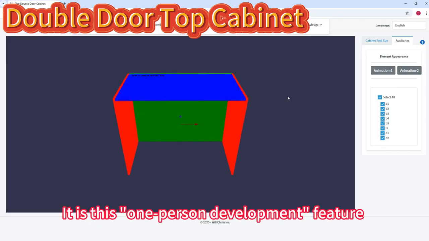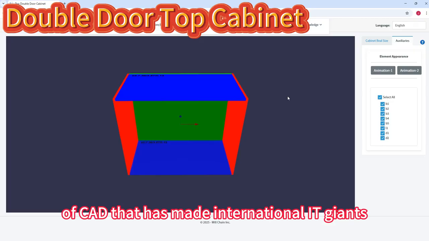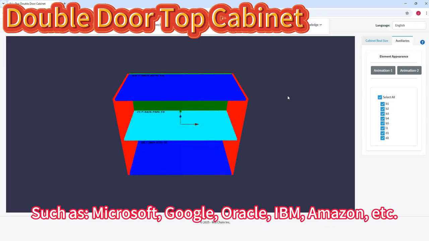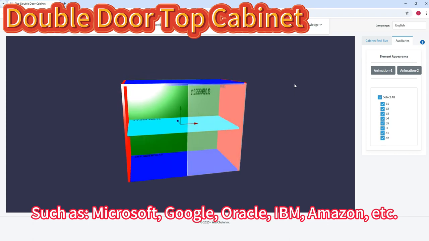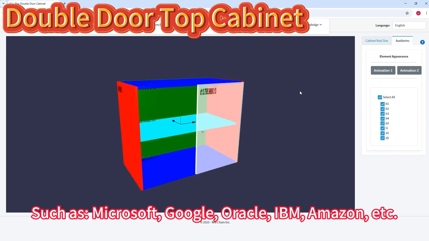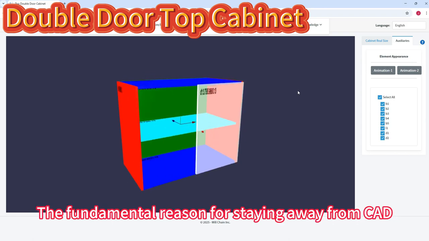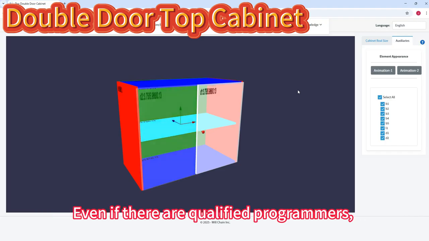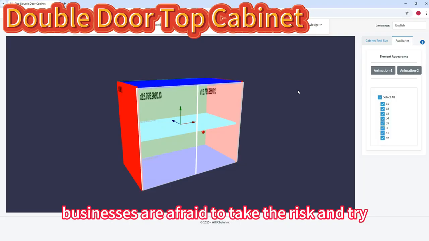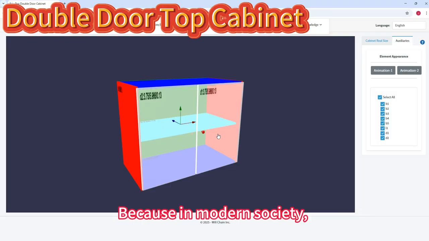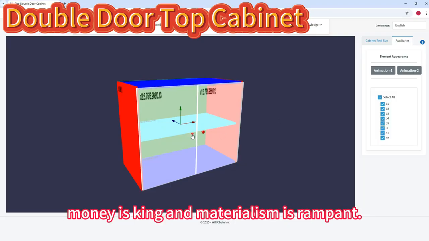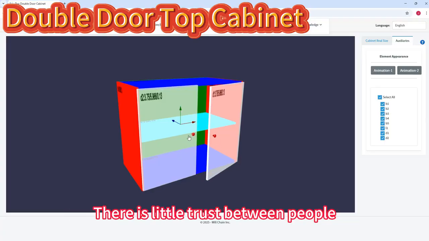It is this one-person development feature of CAD that has made international IT giants, such as Microsoft, Google, Oracle, IBM, Amazon, etc. stay away from CAD. The fundamental reason is that even if there are qualified programmers, businesses are afraid to take the risk and try. Because in modern society, money is king and materialism is rampant. There is little trust between people.